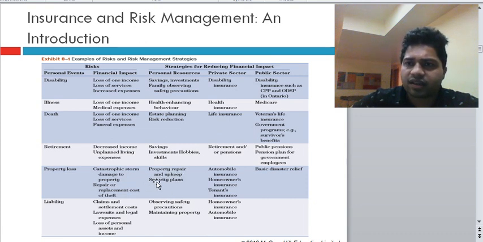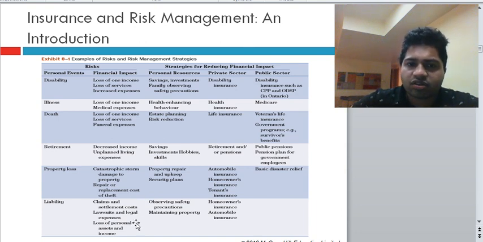Property means having an upkept house and repairing things as needed. How do you do it in the public sector? Automobile insurance, home insurance, as well as tenant insurance, we'll see all of that. And in the public sector, basic disability relief. Then liability, that is causing harm to someone else.